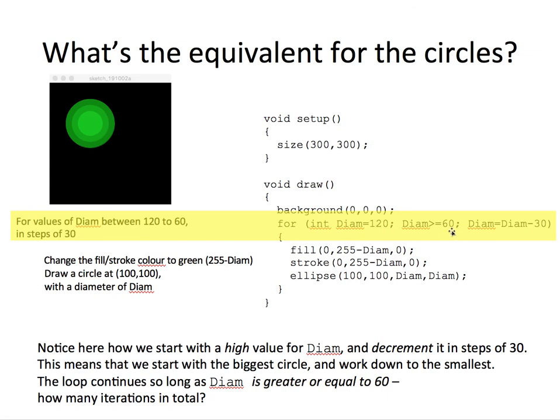As long as diam is greater than or equal to 60, which is what we say here, and it goes down in steps of 30, so diam equals diam minus 30 in this case, we knock off 30. So it goes 120, 90, 60, and then next time around the loop it will go to 30, and it will never enter the body of the loop because obviously 30 is not greater than or equal to 60. As soon as it hits 30, the termination condition is no longer true, and it exits.